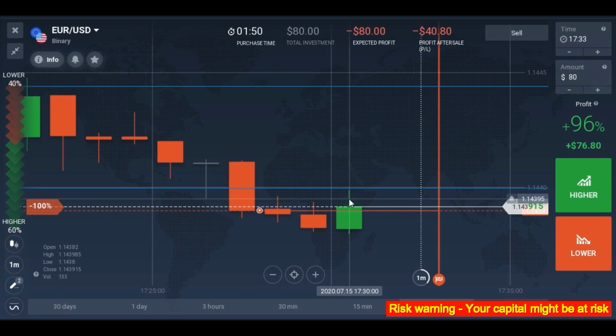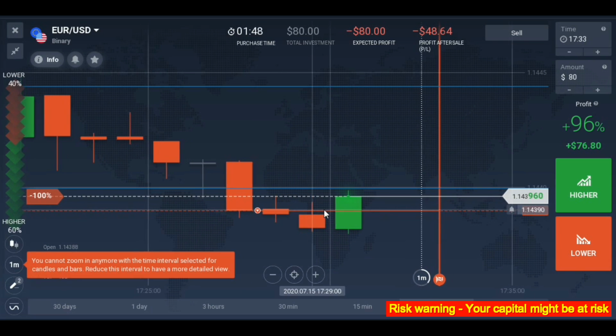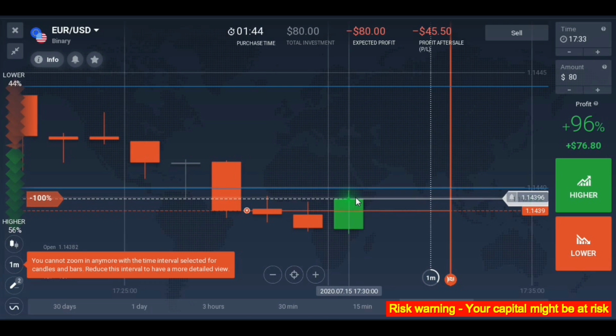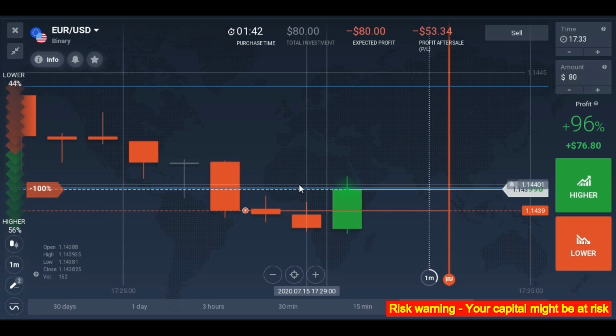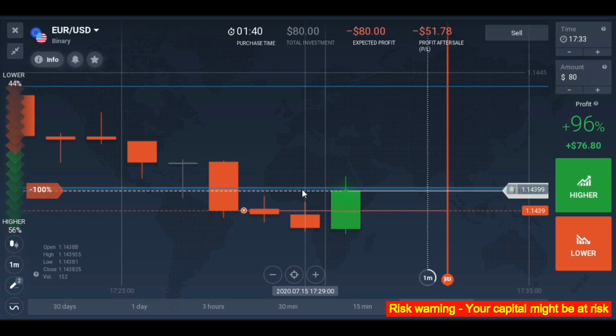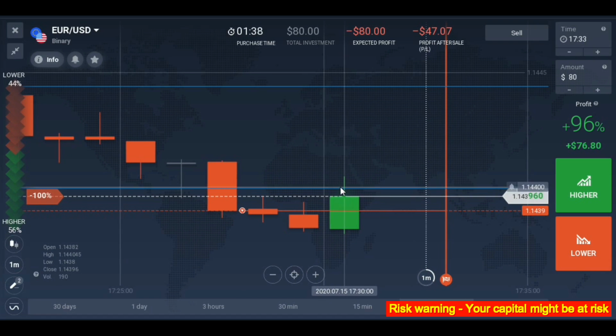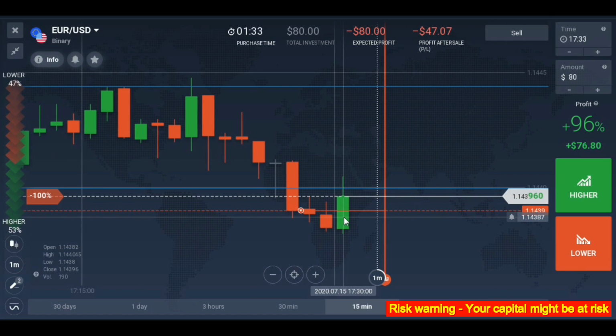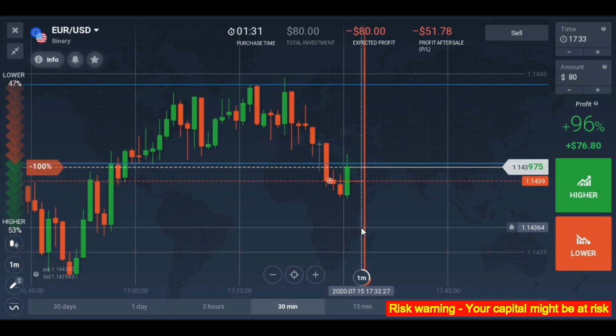You can see the market is reversing from that very level. The wicks are a representation of the sellers rejecting the level. This is the resistance, and that's why sellers are rejecting from that very level. So that's why I have placed the trade, and let's wait for the next 2 minutes, and the result is going to come out soon.